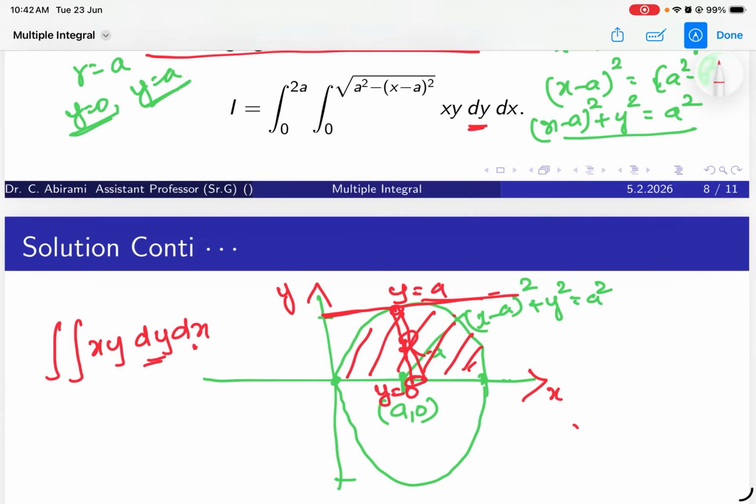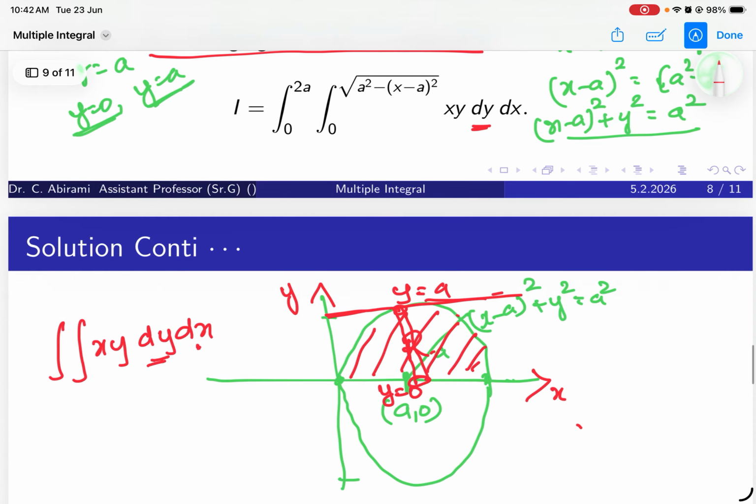In that, one end of the strip will fall on the line y is equal to 0. The other end will fall on the circle. This is only a point. So if I draw the strip here, this end lies on y is equal to 0. The other end lies on the circle. Okay, in that what are we going to do? We are going to express y in terms of x.